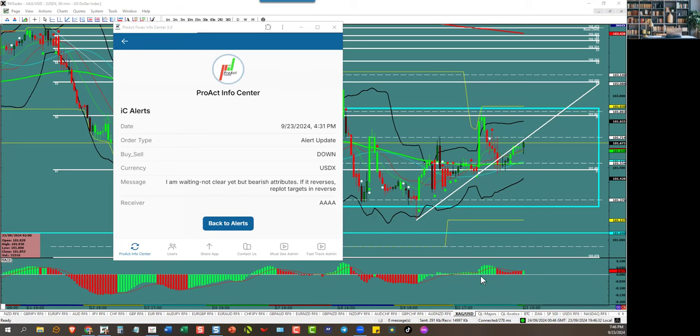So because I'm above the zero line break, here's the key. Always remember this. If I'm above the zero line break, any movement against that has got to be considered a pullback. Now it's not always going to be 100% of the time. So there you go. At this point in time, we have to consider that this is a continuation to the upside.